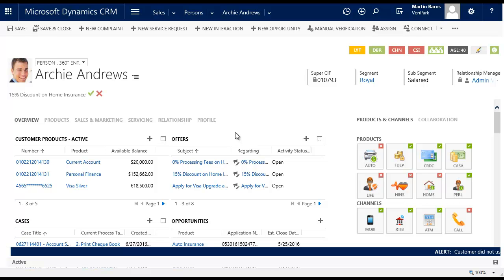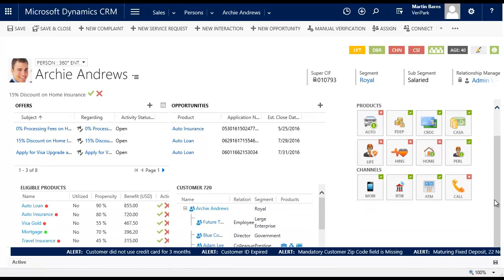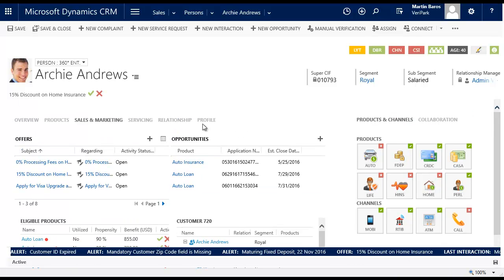In the single view, the advisor can see the next best action, some visual indicators, and all of customer's products with the bank. He also sees a list of products that the customer has been found eligible for and the propensity and potential benefit of each product, with some indicators that serve as guidelines as to whether the product should be offered to the customer or not.